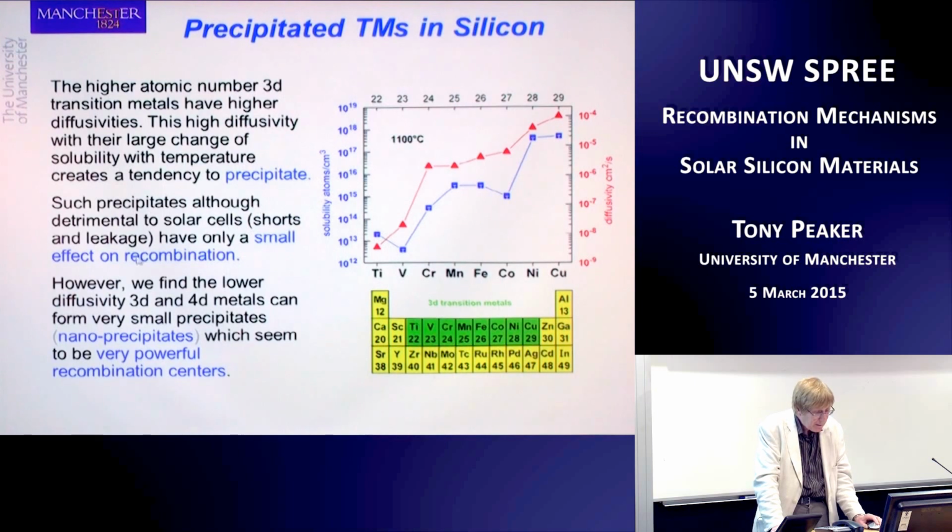So we discovered, not actually looking at solar, but by looking at other materials, that in fact very small precipitates behave differently, and they produced very powerful recombination centers. So if you take one of these metals with low diffusivity, so the lighter 3D transition metals or the lighter 4D transition metals, then in the normal process of casting, they produce very, very small precipitates. We're talking of nanometers.